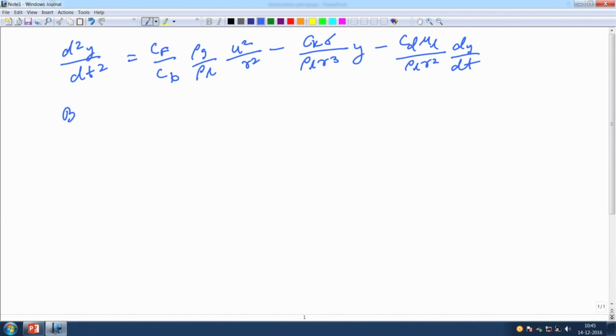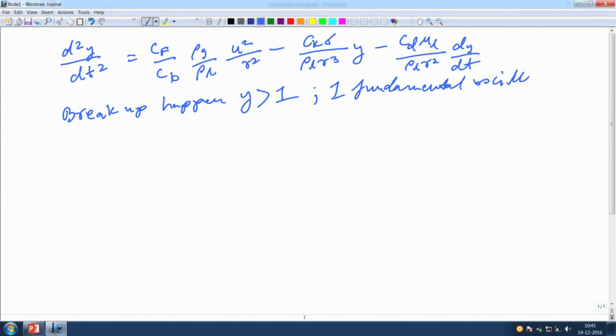So, breakup happens when y is greater than 1, right. That means, when the north pole and south pole of the droplet actually meet at the droplet center, okay. And there is only one fundamental oscillation mode, one fundamental oscillation mode only, got it. So, that part should be very clear to all of you, okay.